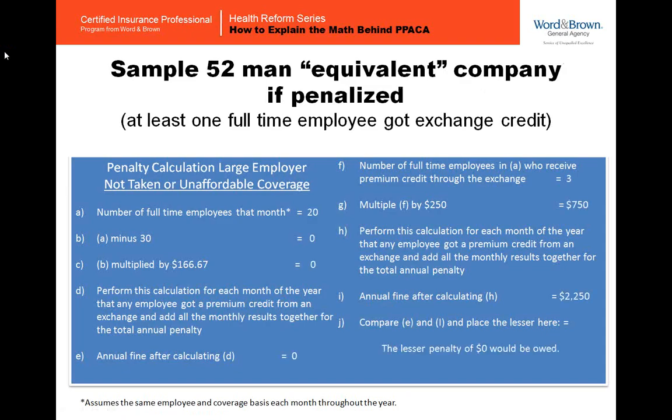So what if in this 52-man equivalent company, three of his full-time employees went to the exchange and got premium credits? That would be at the rate of $3,000, or $250 per month, $750 per month, and in this case, the fine would be $2,250. Which would he pay? The lesser of the two penalties. In this case, zero.